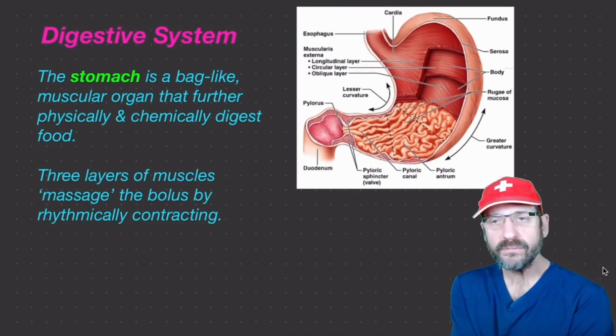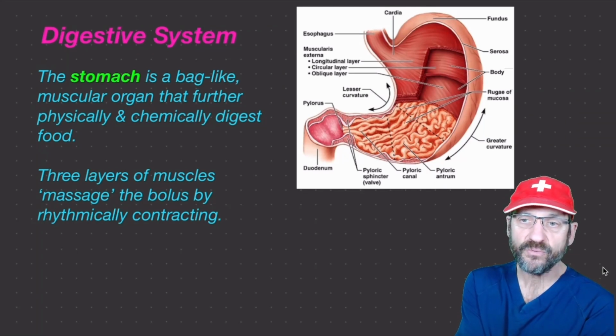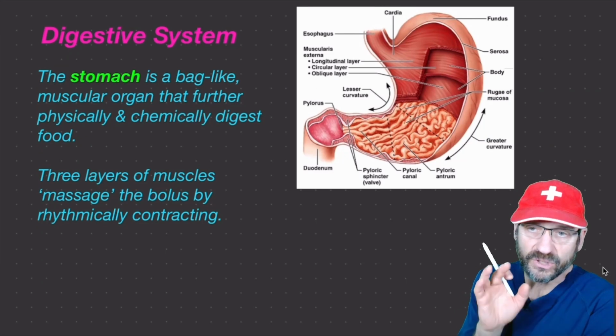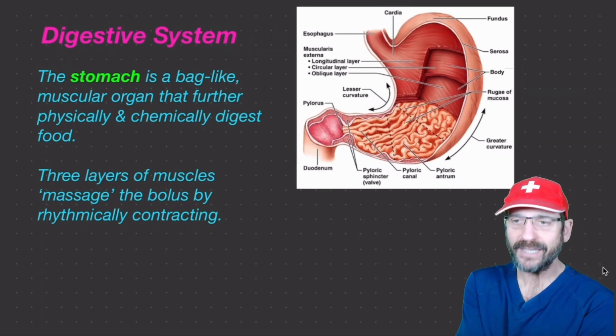The stomach is a bag-like muscular organ that further physically and chemically digests food. It has 3 layers of muscle that massage the bolus in rhythmic contractions, and that's that churning.